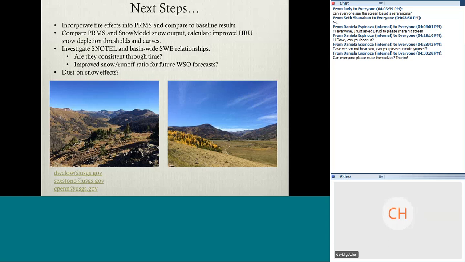And finally, in addition to the climatic effects that the previous presentation highlighted, we're going to look at some other factors that may be affecting snowmelt in the area, such as dust on snow and other things like that. So that's the end of our presentation. I guess we'll pass it back to Mike, and we'll open it up for questions.